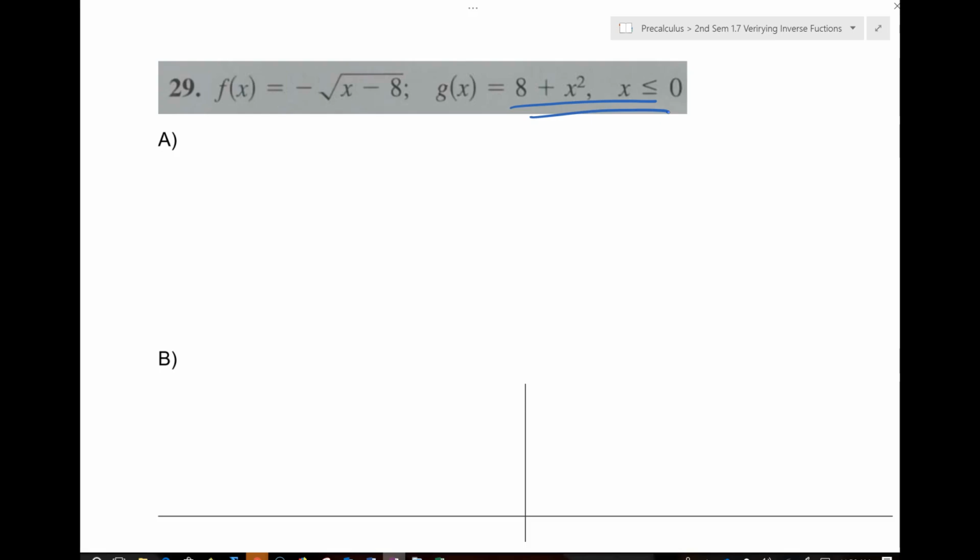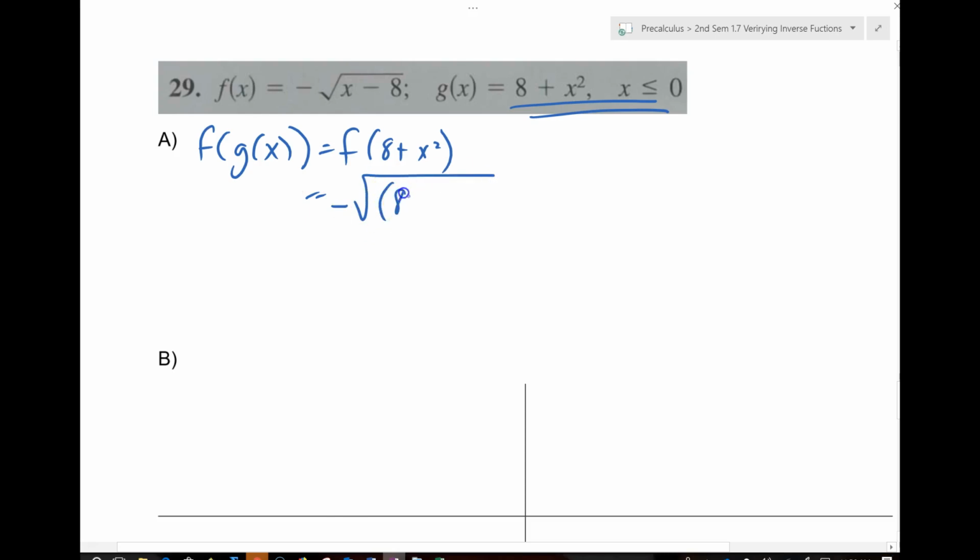But the first process, and most of you are working ahead on this, can I go ahead and just plug it in and make it work? Right? So algebraically, first thing we're going to do, we're going to go f of g of x. So when we do this one, we have the function, we get 8 plus x squared. Here's where you've got to be careful plugging it in. So we get negative the square root of the quantity 8 plus x squared, minus 8. So we get negative the square root. Now notice I get an x squared here.